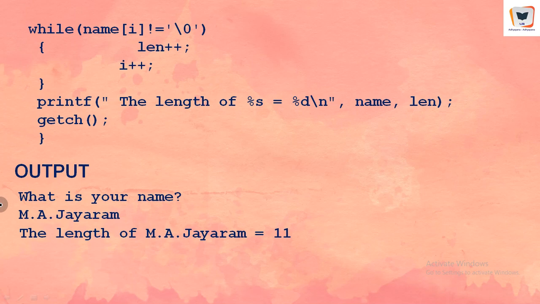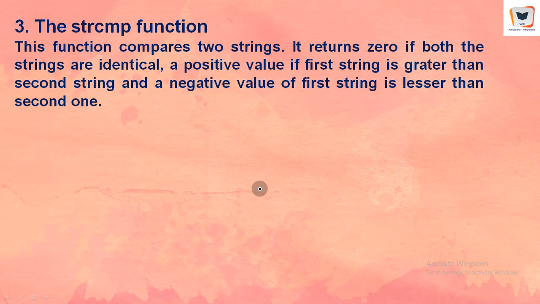What is your name? M.A.Jayaram. So here 1 2 3 4 5 6 7 8 9 10 11, the length of M.A.Jayaram equal to 11. So here M.A.Jayaram surfaces, and here the number of characters or the length of the string is placed over here.